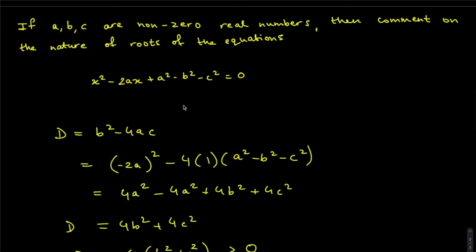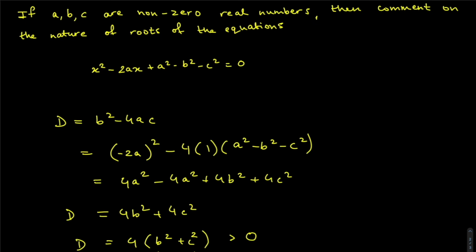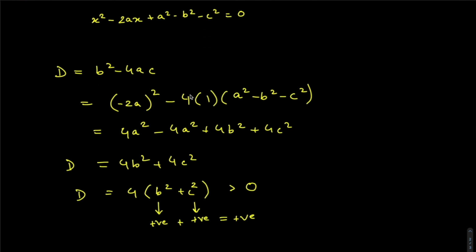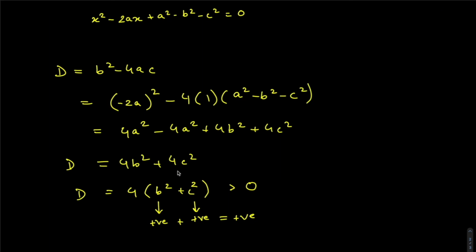Why? Because we know they're non-zero real numbers. The condition given told us that it's a non-zero real number, so b and c are not zeros. They can be negative as well, but negative 1 whole squared also gives us a positive number. So we know this is greater than 0.